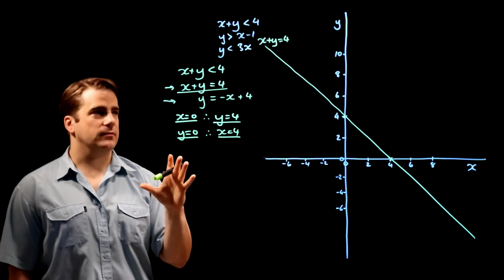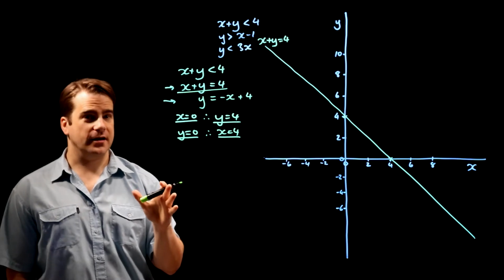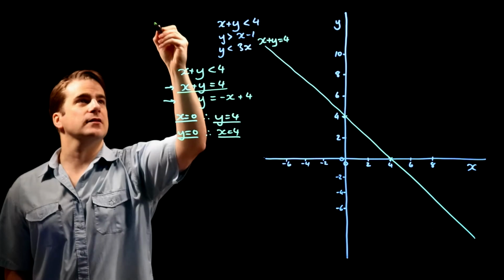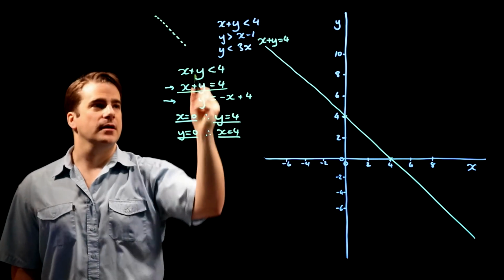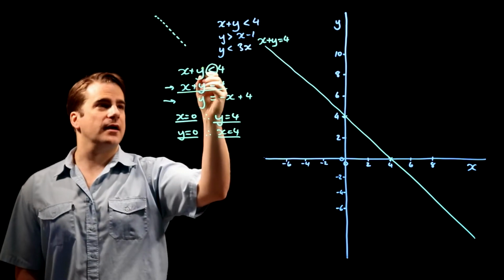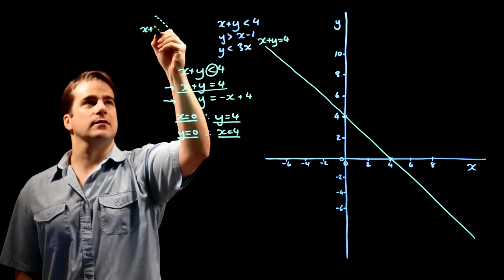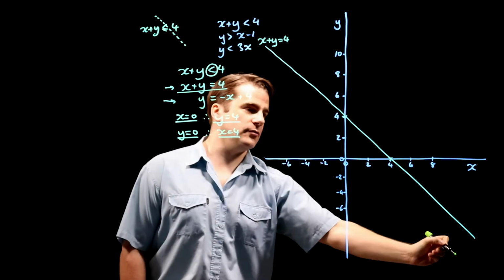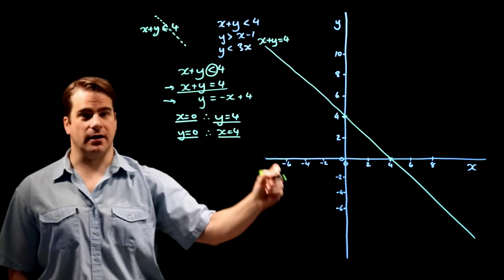Now, did you spot my deliberate mistake? I should really have drawn this line as a dotted line, because this is x plus y is less than 4. If it were x plus y is less than or equal to 4, then you should use a solid line like that.